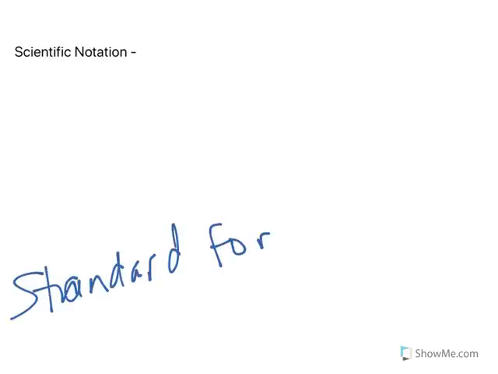Scientific notation is a way to write numbers using powers of 10. So we are used to writing numbers in standard form. Standard form is the way we usually write things, but that doesn't always work. If you have a really, really large number or a really, really small number, scientific notation generally is easier.